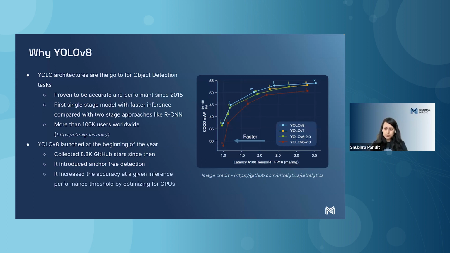The YOLOv8 models also increase the accuracy at a given inference performance threshold because they are optimized a lot for GPUs. And previous YOLO versions have also gone beyond object detection and looked at image segmentation, pose estimation, and other tasks like classification. YOLOv8 improves upon them. So, given all this, it makes sense for us to ease the usage of these models and make them faster and more optimized.